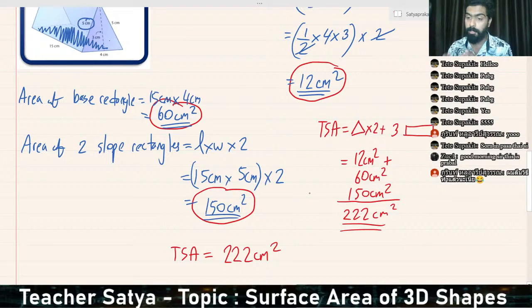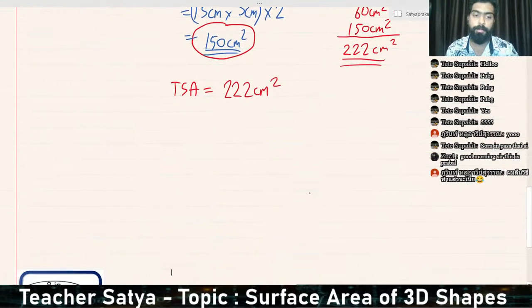Again, similar to the first question, we found the area of two triangles and the area of two rectangles. Just keep in mind here, guys, whenever we find the total surface area, it's the total area of all of the faces. If you just find the area of all of the faces and add it up, you will get the total surface area.